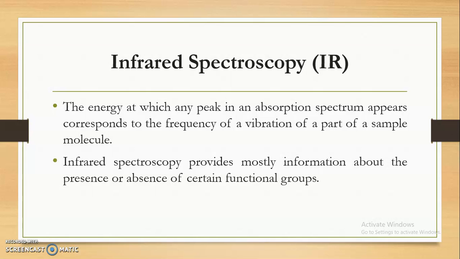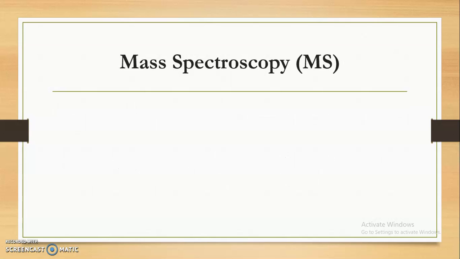Infrared spectroscopy provides mostly information about the presence or absence of certain functional groups. As I said, it is used for determination of the presence of different functional groups. So along with ultraviolet spectroscopy, infrared spectroscopy, these tools can be used for determination of the structure of an unknown compound. Means if we have any sample in powder or liquid form, if it is in pure form, we can determine the structure of that particular compound in that sample.